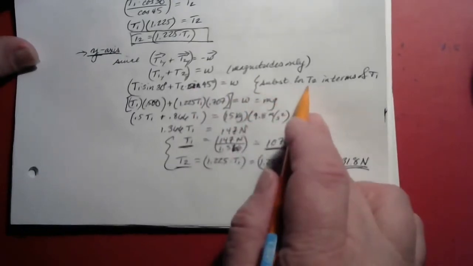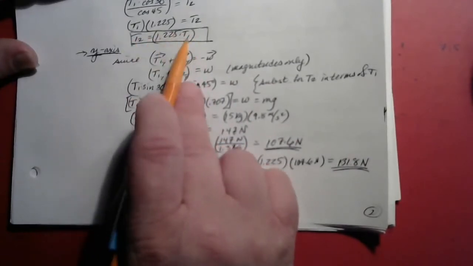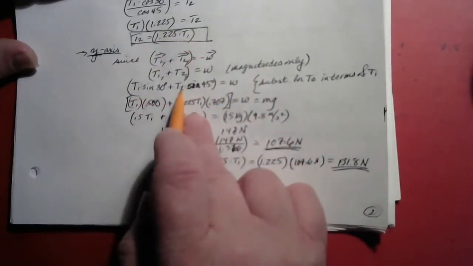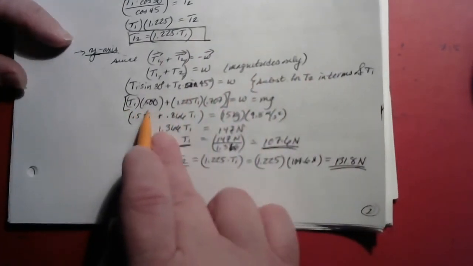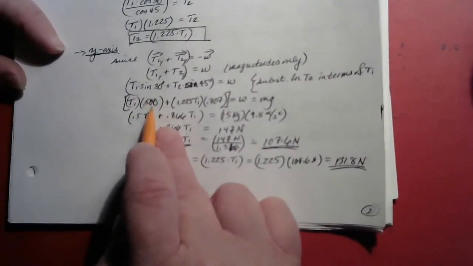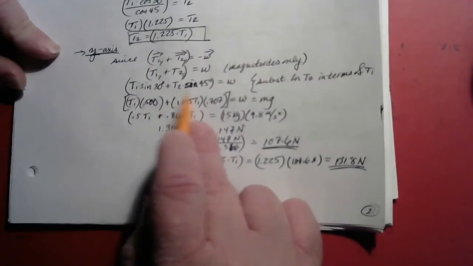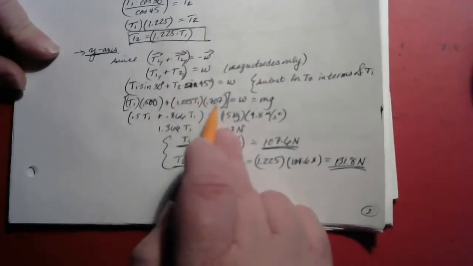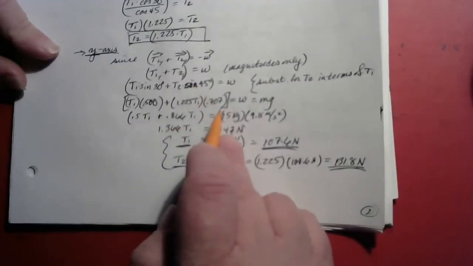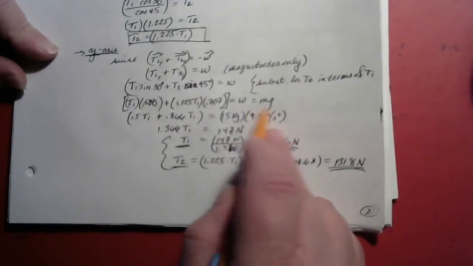We can then substitute for T2 in terms of T1 up here. So basically you take 1.225 T1 and put that in place of T2 down here, and what you get is T1 times 0.5, that's the sine of 30, plus 1.225 T1, that is T2, times 0.707, that's the sine of 45. And that equals W, W of course being mass times gravity.